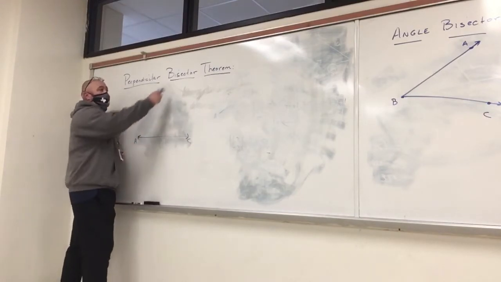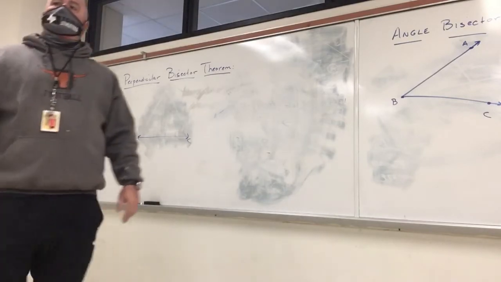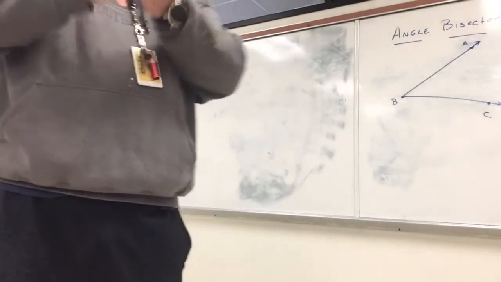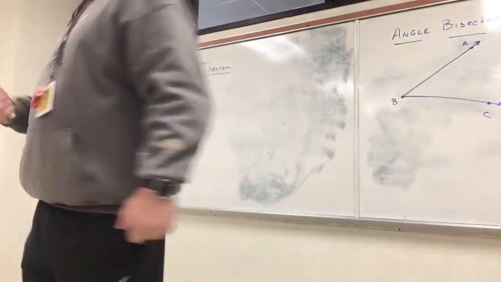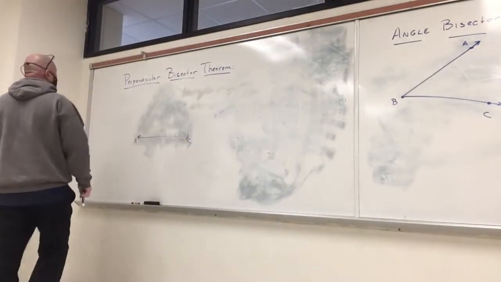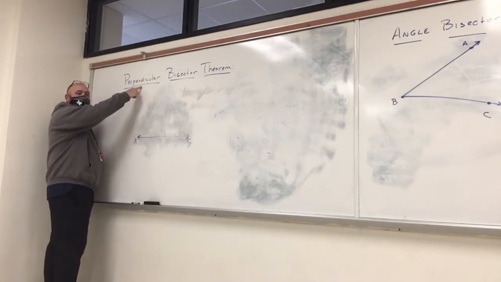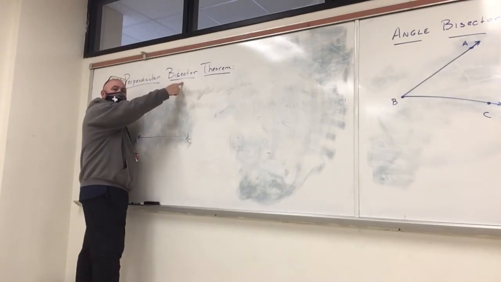Okay, next word is bisect. When I bisect something, what do I do? I don't spread it apart. I cut it in half. When you cut something in half, you have two parts that are what? Equal. Okay? So what this is basically saying is we've got two lines that are going to cross and form 90-degree angles, and they're going to cut each other in half and form two equal parts.